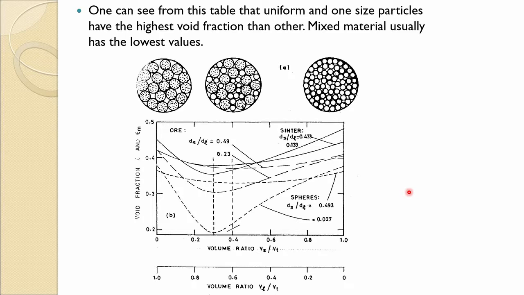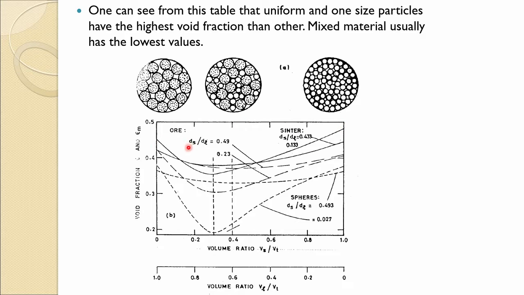So, if you look at this, here you are having uniform size spherical particles, larger size. These are a smaller size and this is a mixed one. So, as you can see, when it is the mixed one, your void fraction really goes down quite low. When it is uniform, then the void fraction of the bed is quite high.